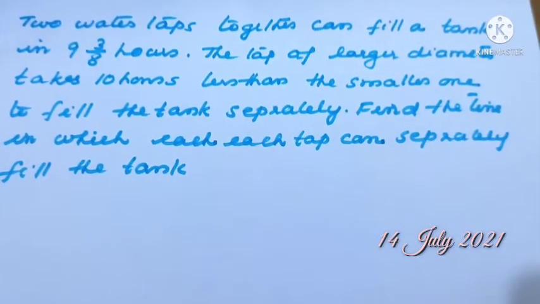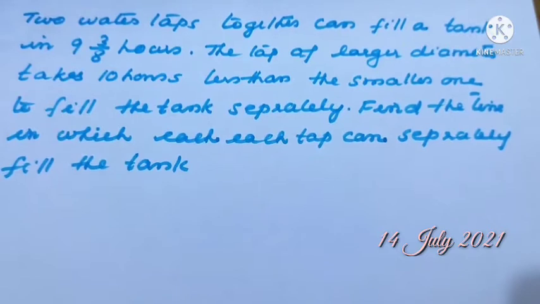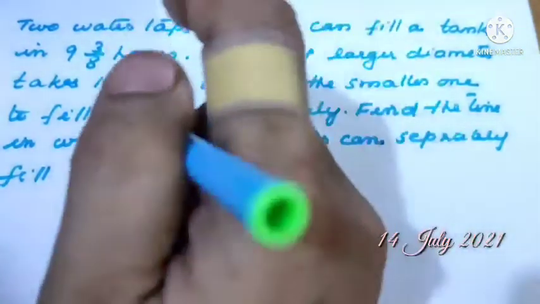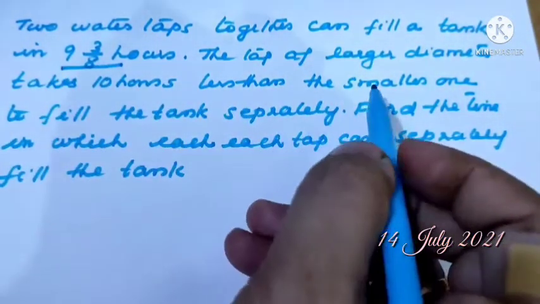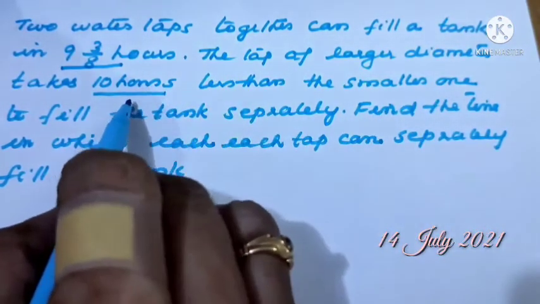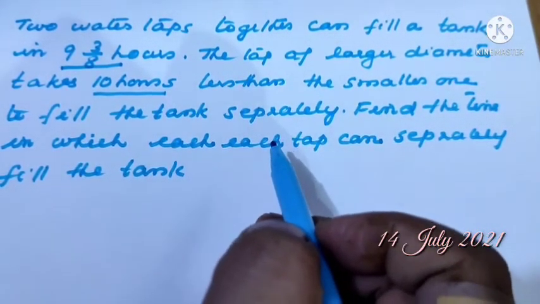Two water taps together can fill the tank in 9 integer 3 by 8 hours. The tap of a larger diameter takes 10 hours less than the smaller one to fill the tank separately. Find the time in which each tap can separately fill the tank. So two water taps together can fill the tank in 9 integer 3 by 8. Now what is the lesser hours? Larger diameter of the pipe means it takes 10 hours less than the smaller pipe.